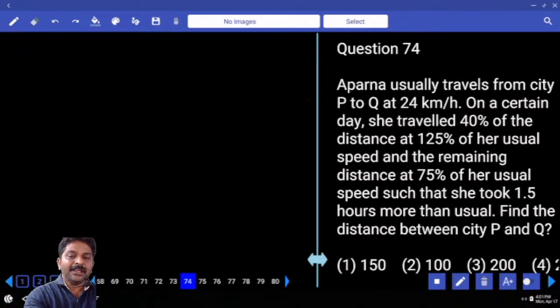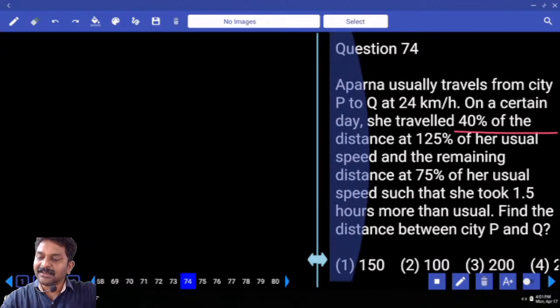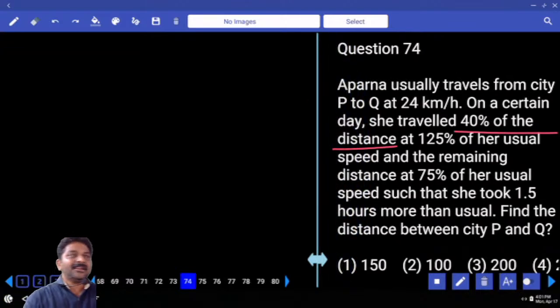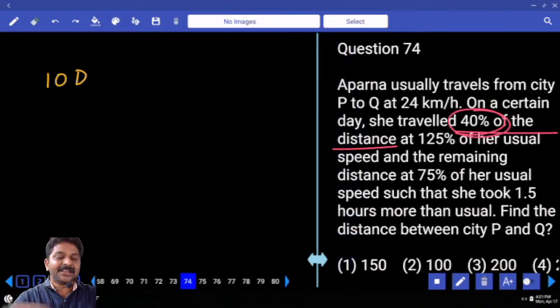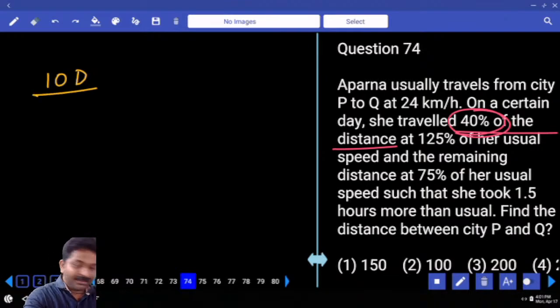Now because in the question distance is mentioned in terms of percentage, 40% and 60%, instead of taking distance as D, I'll start taking distance as 10D. Because when you calculate 40%, it's easy to calculate 4D. Remaining 60%, 6D. Understood? Usually we'll start taking D, but for simplification purpose, I'm starting with 10D. Is that okay? This is the original distance.